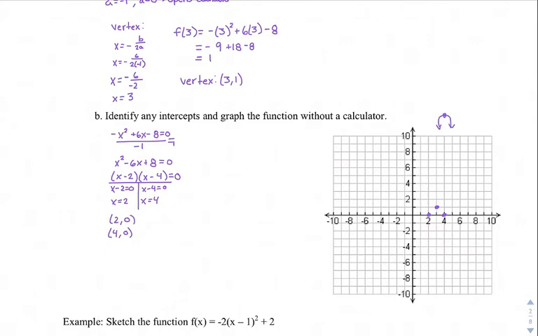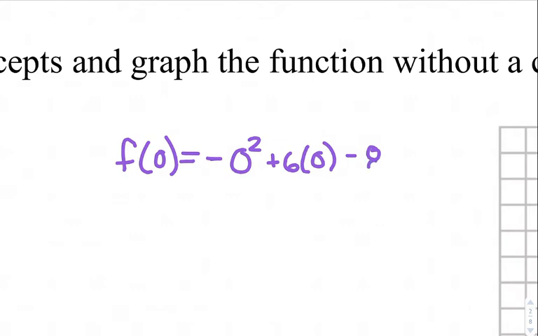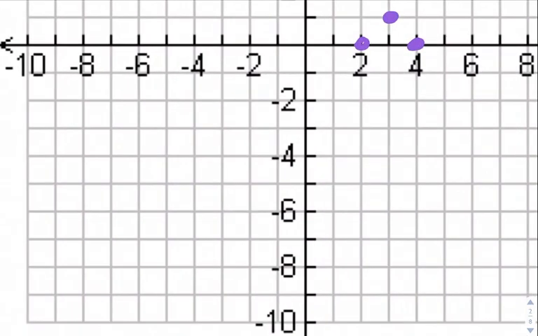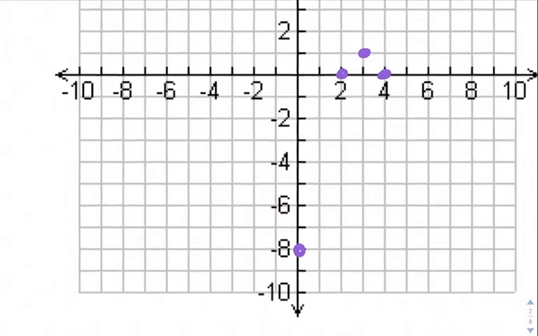So to find my y-intercept now, what I do is I plug in 0 for x. So I have 0 equals negative 0 squared plus 6 times 0 minus 8. Well, negative 0 squared is just 0. 6 times 0 is 0. So my answer would just be negative 8, which means it crosses the y-axis at (0, -8). So if I plot that point, it would be right here.